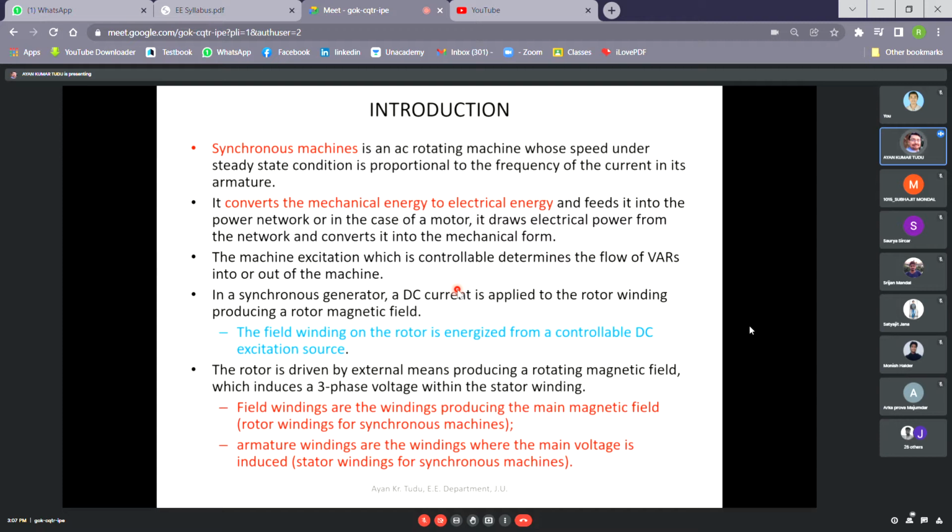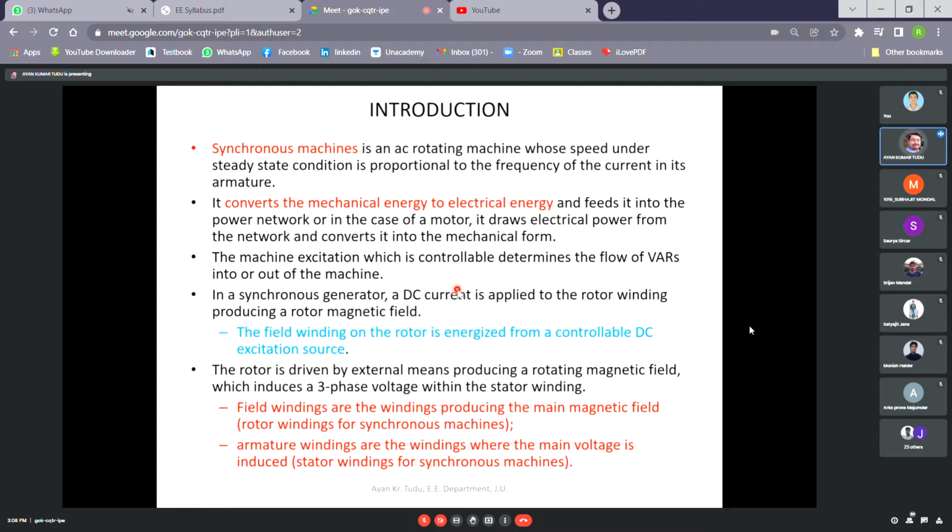Okay, so the prime mover may change, but whatever be the case, the stator winding produces the three-phase voltage, around 11 kV and around 50 hertz. So the field windings in a synchronous generator are the windings producing the main magnetic field, that is the rotor windings for synchronous machines, and the armature windings are the windings where the main voltage is induced. So the stator windings are the armature windings for the synchronous machines.